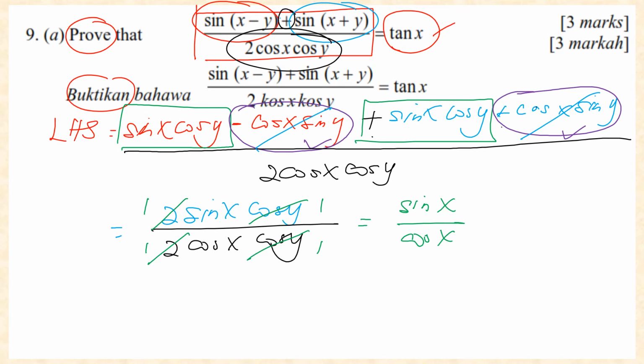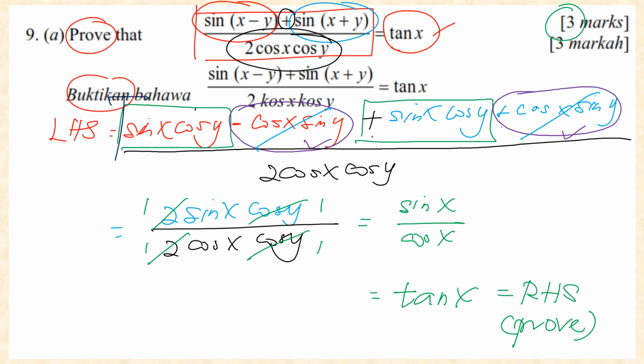Refer to the tangent, refer to the hexagon, the trigo hexagon that I showed you just now. Sine over cos is tangent. So then you get this one as tangent x. So this is equal to your right hand side. So this you already proved, right? So 3 marks. Where are the 3 marks given in this question? Very simple. This one you sub it correctly.